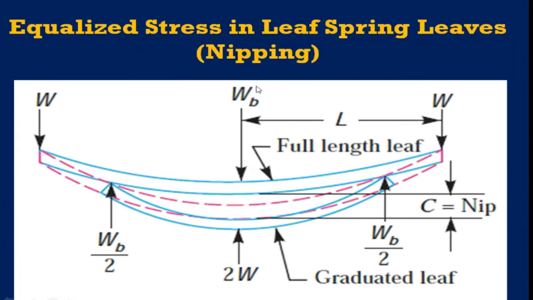Now, here we have the new term called WB. What is WB? Load applied by the tightening of the bolt, the central bolt. It is WB. It is shared by the ends of the graduated leaves where they are in contact with the full length leaf. So, this load may cause a ding at this part. That's why the ends are trimmed and rounded to a certain amount of curvature. So, this is about the different terms in this figure.